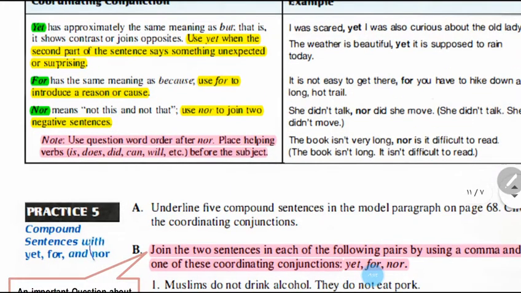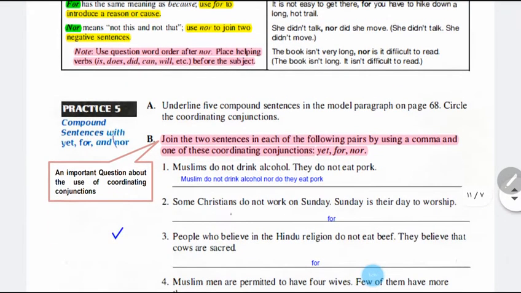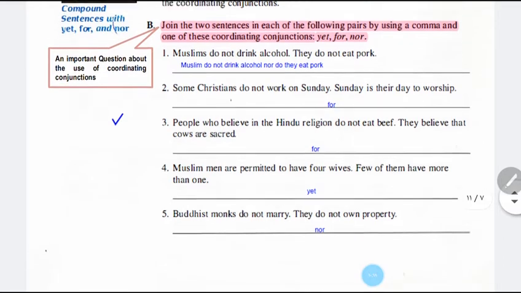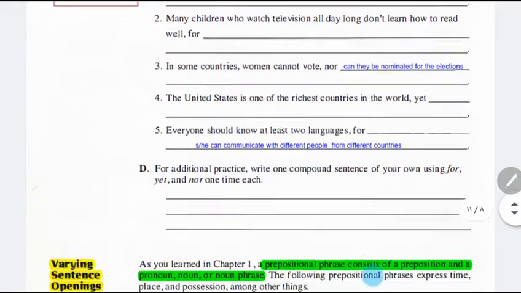And remember, after nor you have to use a helping verb, or question words. Okay, here you have the examples. So this table is very important about the use of yet, for, and nor. And here we have a practice or an exercise about this, and it's important. So for example, in the exam I will give you some sentences and I want you to connect them by using yet, for, and nor. And here you have another one.